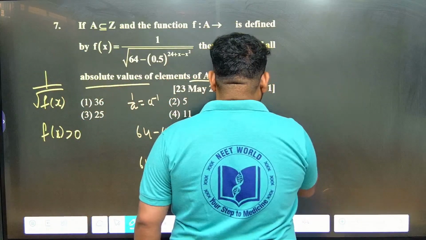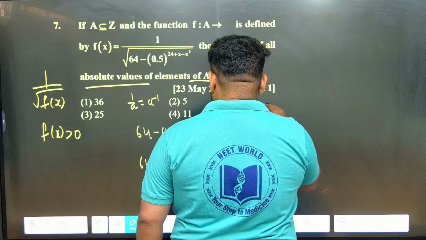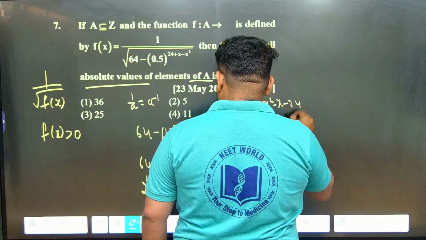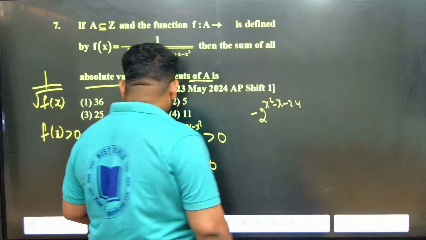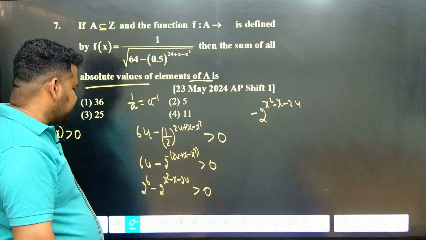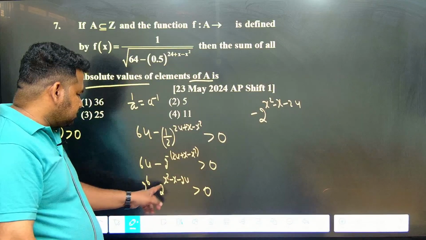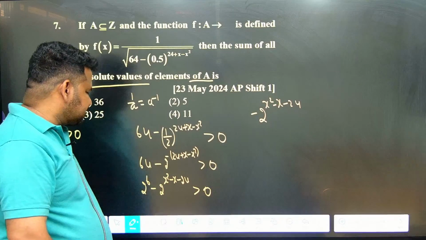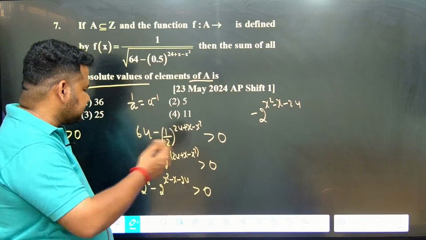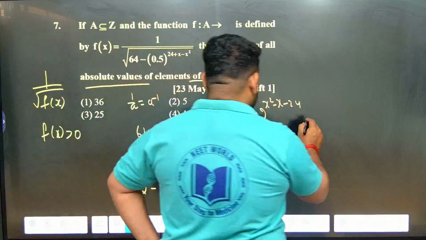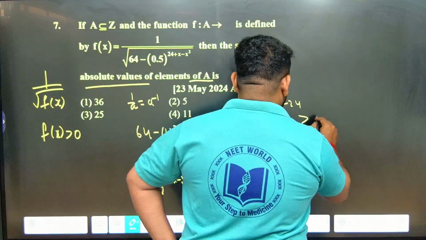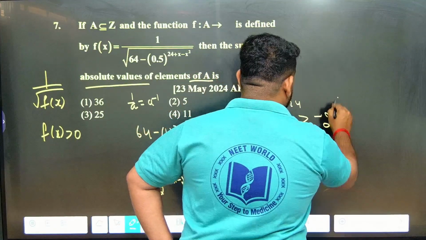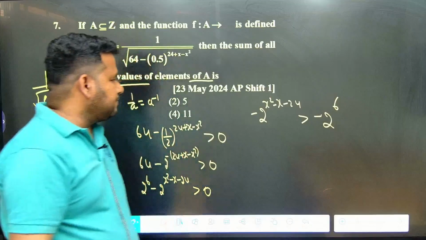Now what will happen? 2 power 6 minus 2 x square minus x minus 24. This is what I am having. So 2 power 6 is there. What I can do is send this 2 power 6 to the RHS. If I send it to RHS, this will become minus 2 power 6.